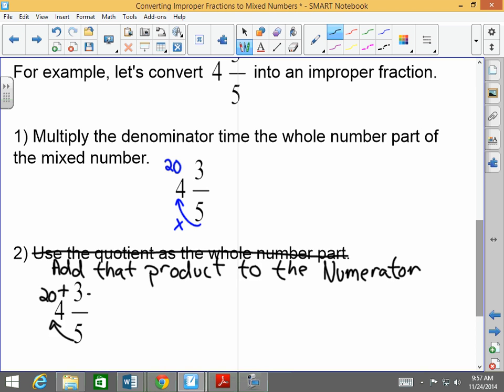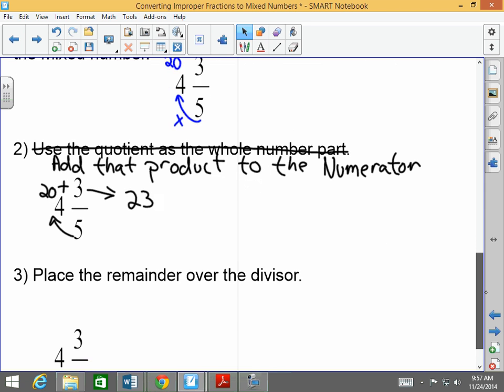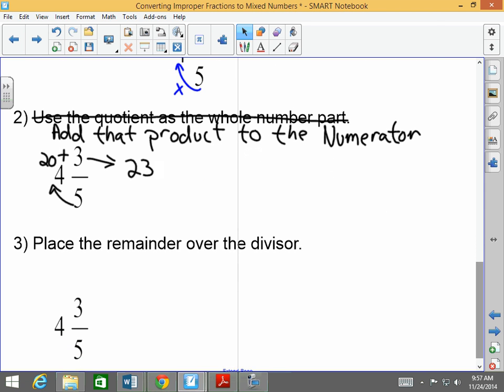I should pay attention. So 5 times 4 is 20. 20 plus 3 equals 23. And then that's part 3. Again, I messed up. Not place the remainder over the denominator.